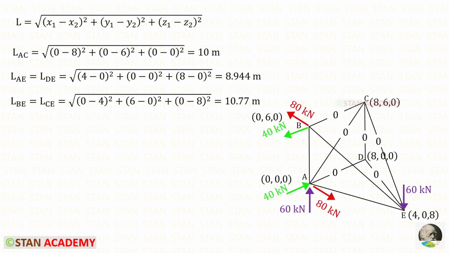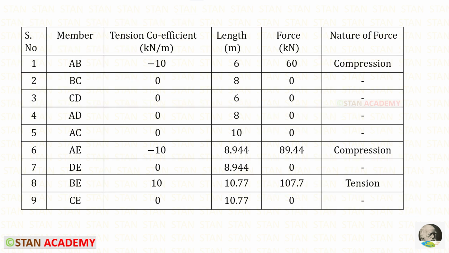Some of the lengths are given in the question. Length of BC and length of AD is 8, and length of AB and length of DC is 6. The rest of them here I have found. We have to make a table. In the table, first we have to enter all of the members, then the tension coefficients, then the lengths. We have to multiply the tension coefficient with the length so that we will get the forces. If the force is positive, that will be tensile, and if the force is negative, that will be compressive.